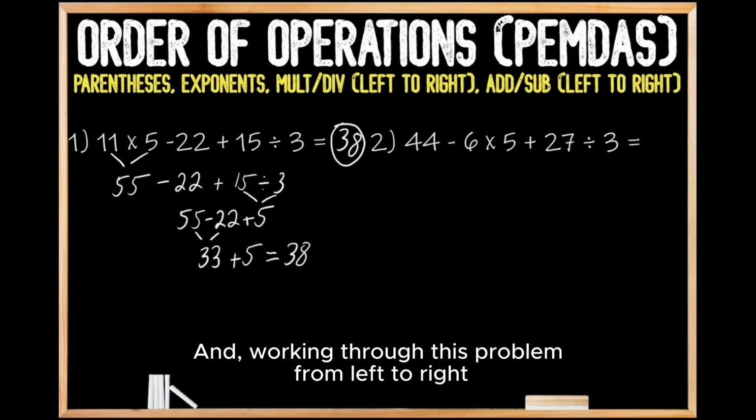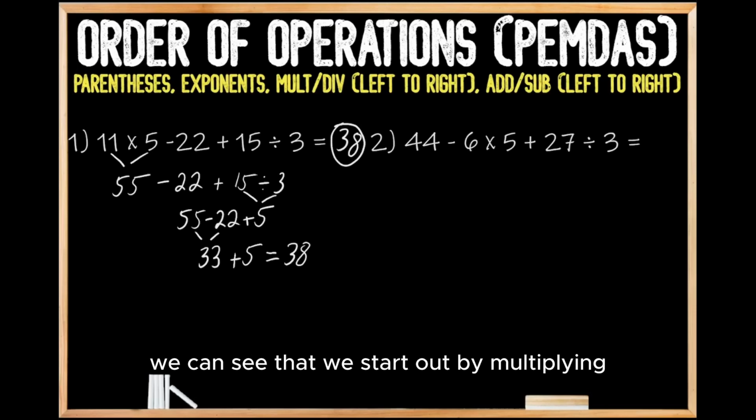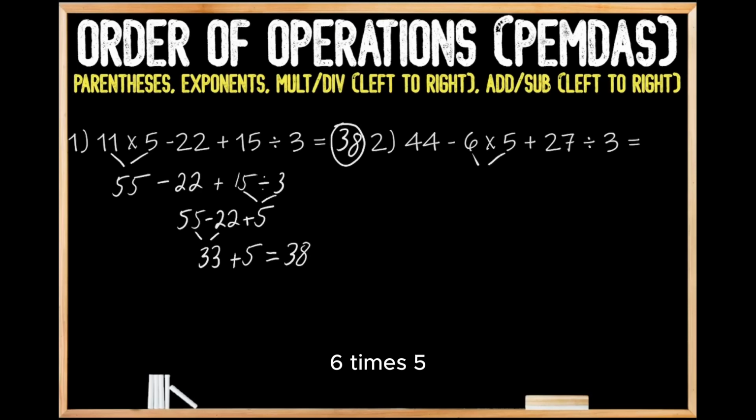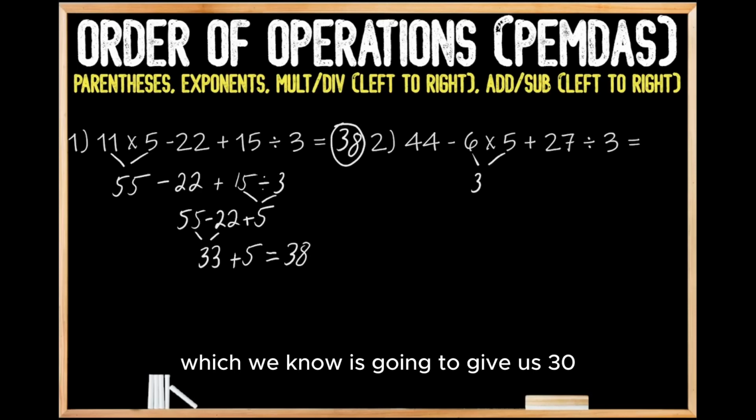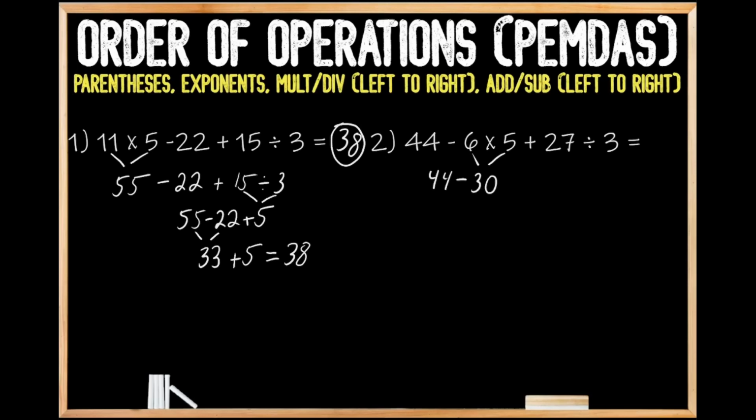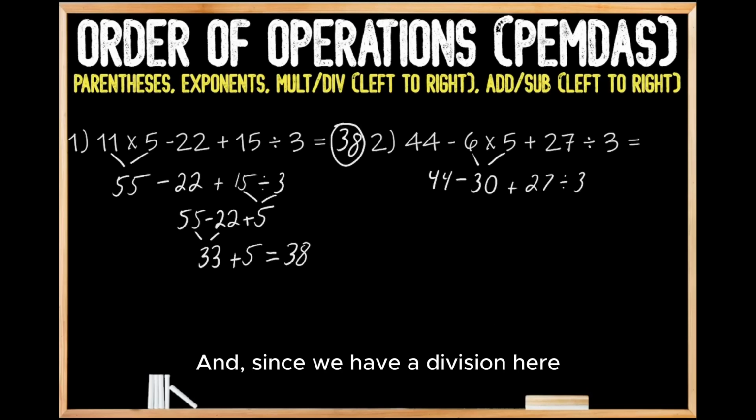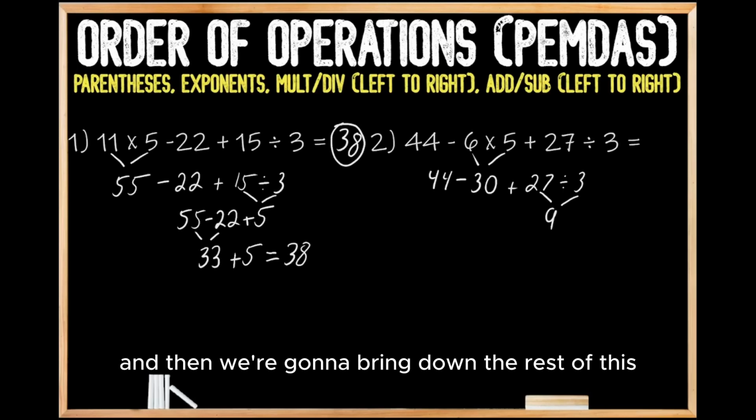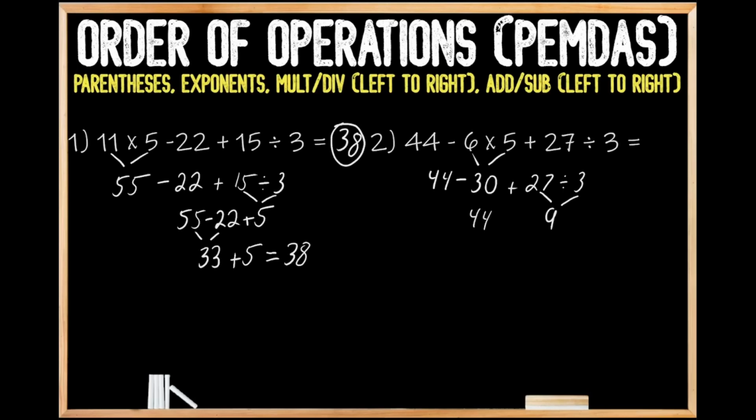And working through this problem from left to right, we can see that we start out by multiplying 6 times 5, which we know is going to give us 30, and then we're going to bring down the rest of this problem. So we have 44 minus 30 plus 27 divided by 3. And since we have a division here, that's what we're going to do for the next part. We're going to divide 27 by 3. And when we do this, we're left with 9, and then we're going to bring down the rest of this problem. So we have 44 minus 30 plus 9.